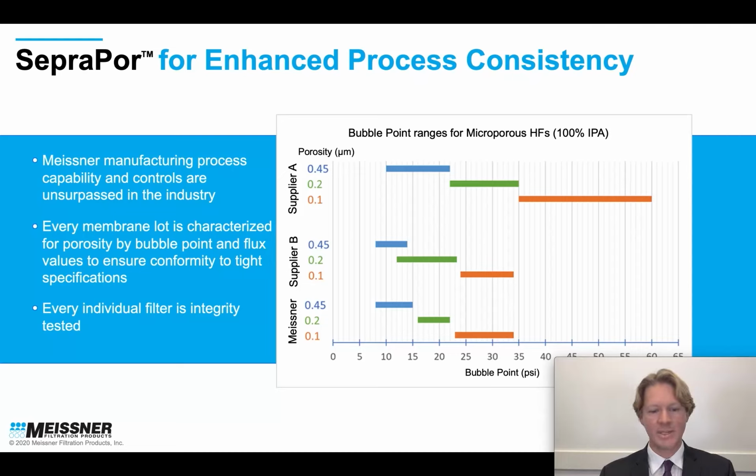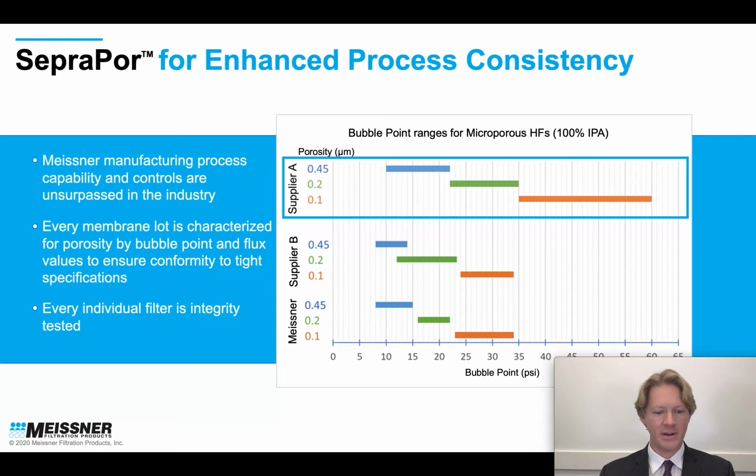Looking at the graph, we see the bubble point ranges for different porosities of hollow fiber filters from 3 suppliers, including Meissner. 0.45 micron porosity is shown in blue, 0.2 micron is in green, and 0.1 micron in orange. Supplier A has very large bubble point ranges for each pore size, and these ranges are different than the ranges from Supplier B or Meissner. The large bubble point ranges imply a broad range of filtration performance for a given porosity, which makes reproducibility in your process a challenge.